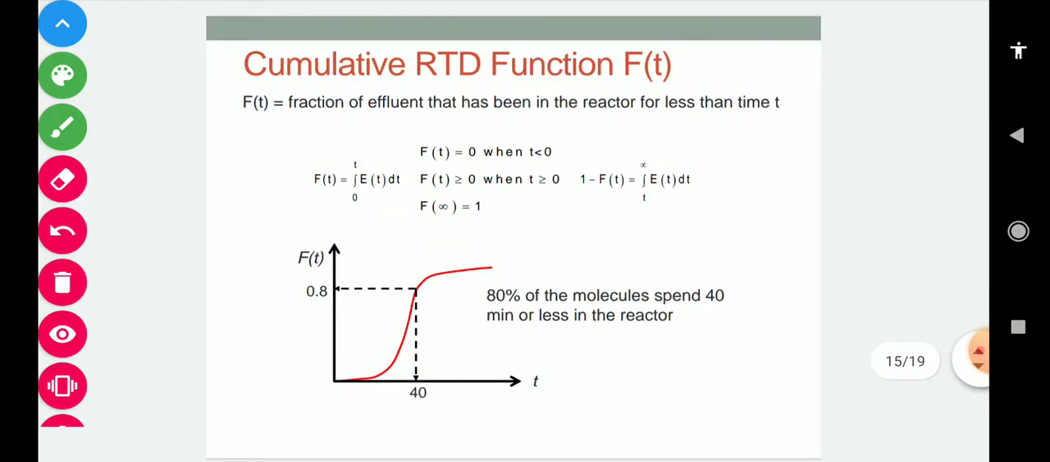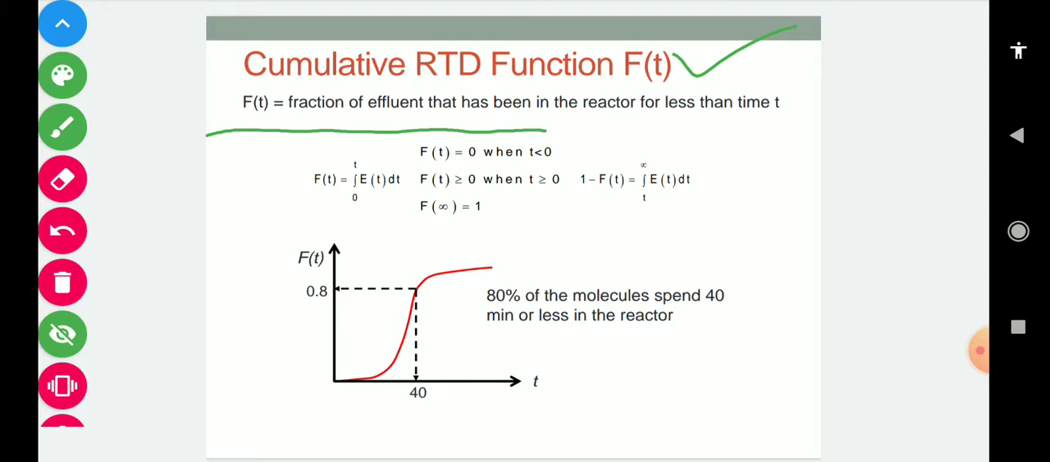Now another very important term used is the F(t) function. One is the RTD function or E(t) function. Second one is the F(t) function. So the F(t) function is nothing but the cumulative form of the E(t) function or RTD function. Again, this F(t) is the cumulative form of the E(t) function. So this F(t) is the fraction of effluent that has been in the reactor for less than time t, because this is just the cumulative form of the E(t) function.